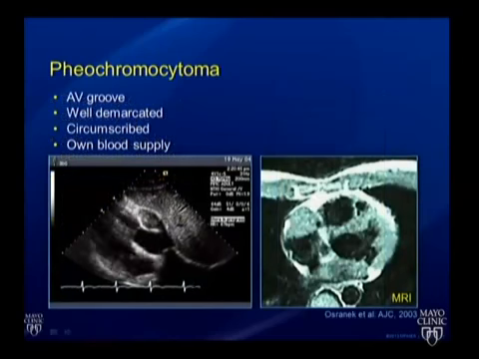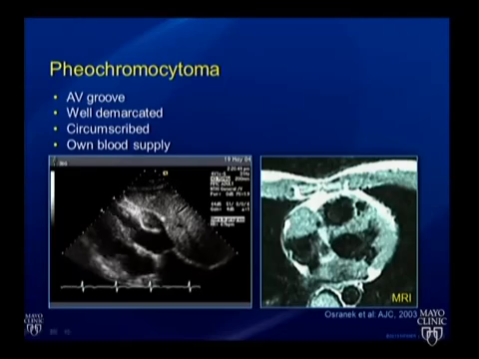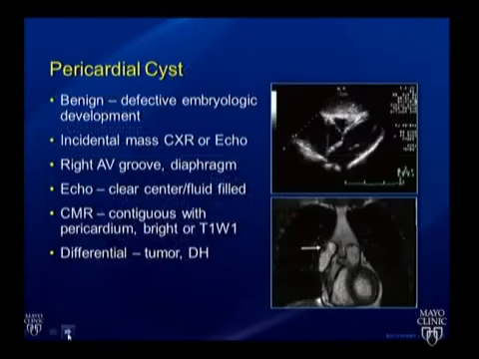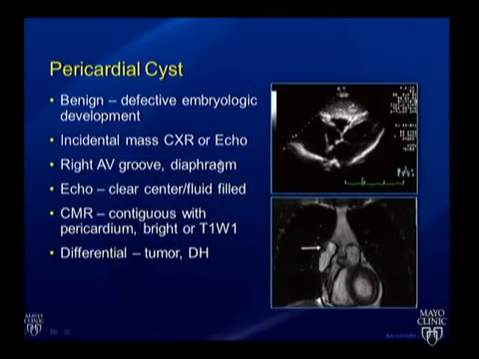They're well demarcated in the AV groove, and by echo subcostal, you see the liver here, right atrium, AV groove, and the right ventricle here, and this is this dense pheochromocytoma. Pericardial cysts, however, are not that uncommon, oftentimes seen by chest x-ray, and you'll end up looking at them by echocardiography. And you can see, again, our other imaging modalities, such as CT or MR in this case, will show the bright T1 weighted imaging.